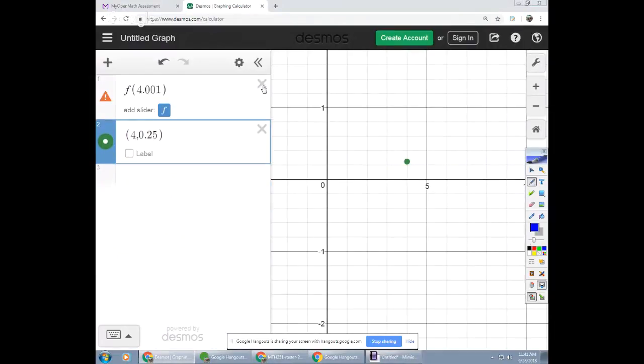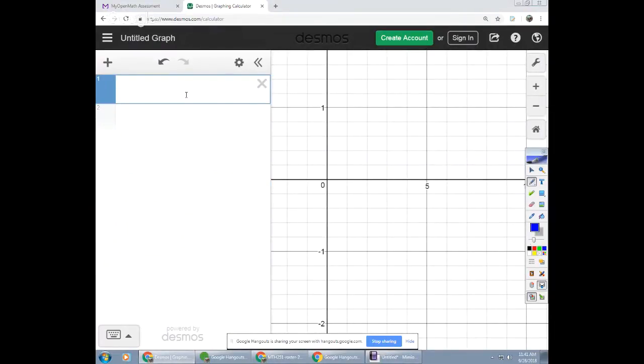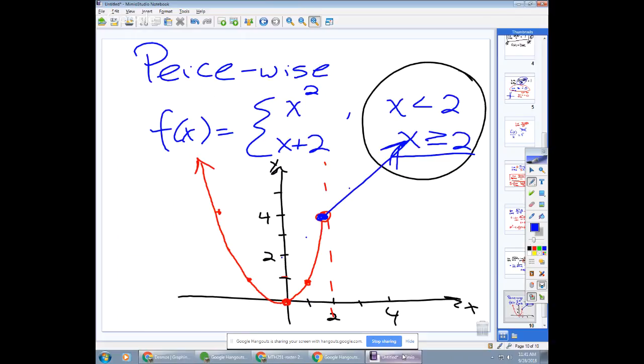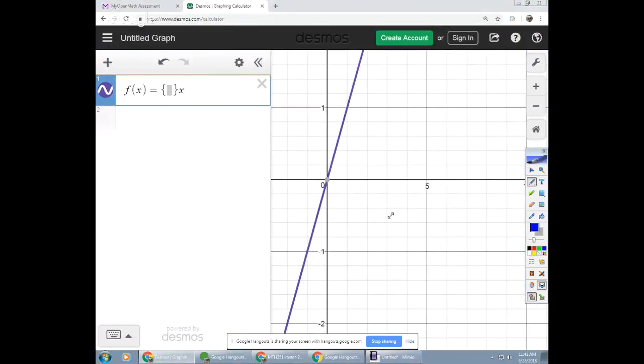Clear, clear. What you do is you start off like normal, but then you put a curly bracket to indicate you're about to give it some more complicated instructions. And then you state it backwards of the way I did here. You state what the restriction is on the domain first. So I'm going to state x is less than 2.